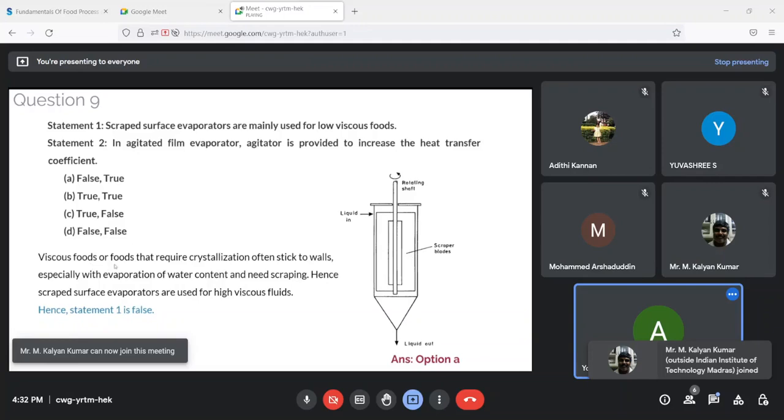So when you're dealing with viscous foods or fluids, as and when you concentrate, the amount of material sticking onto the evaporator will also increase. So scraped surface evaporators are generally preferred for highly viscous fluids that stick to the walls, so that you can scrape out whatever is sticking. Hence statement 1 is false. It is used for highly viscous fluids. And statement 2, as we mentioned in the previous questions, agitators are used in the case of highly viscous fluids to stir them properly and enable heat transfer. This is enabled by increasing the heat transfer coefficient. Hence, statement 2 is true. So the correct answer to this question is option A.